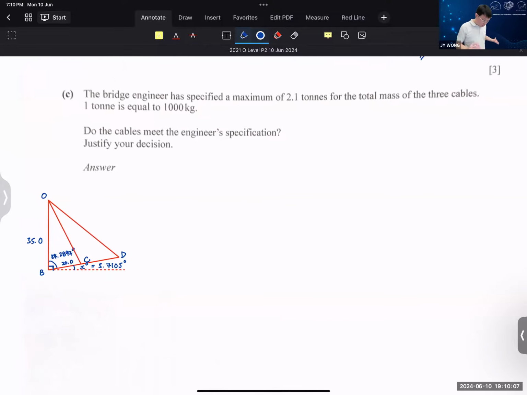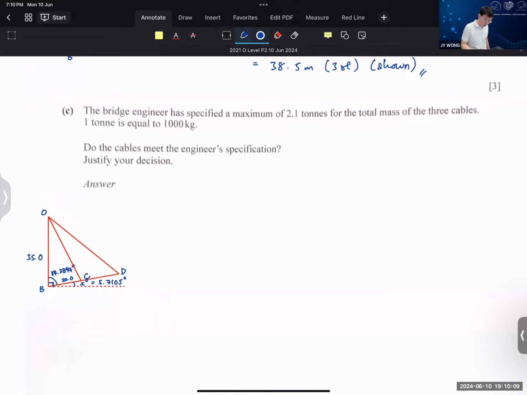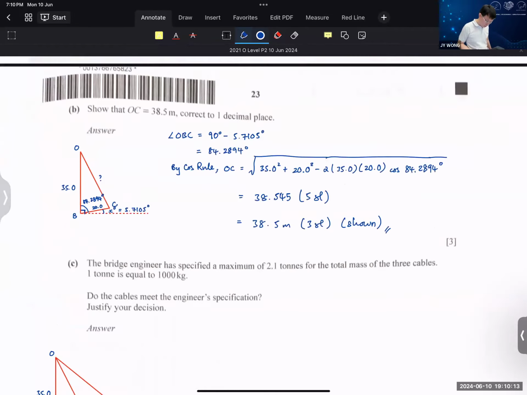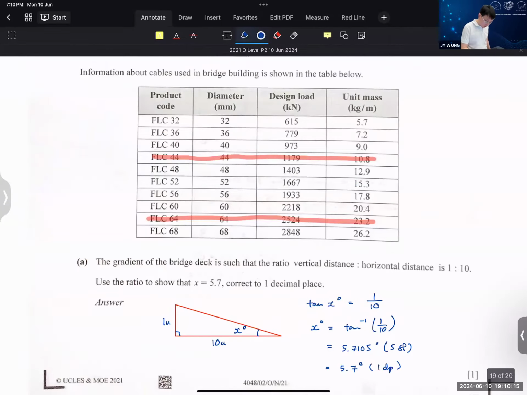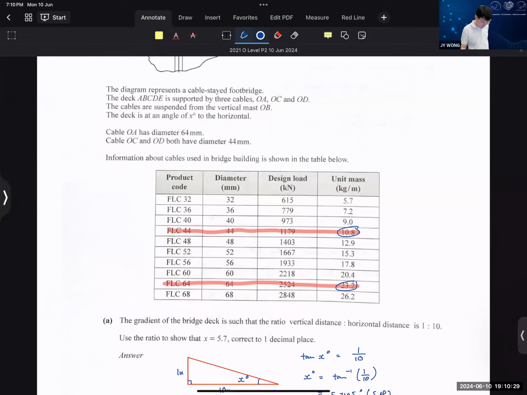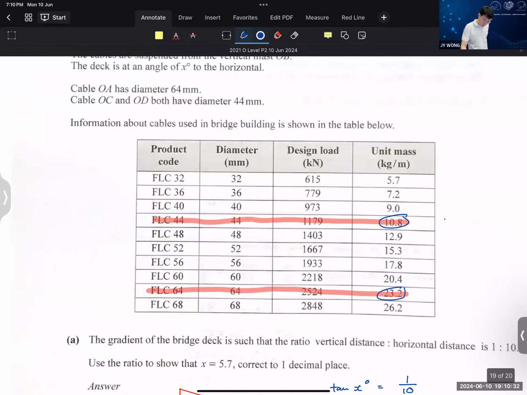Okay. How do you find whether the cables meet the specification? So you need to find the unit mass. What's the unit mass of the cable? The unit mass of the cable is given. So per meter, it is 10.8 kg. Per meter, this is 23.2 kg. So only OA is the heavy one, OC and OD are both the lighter ones.